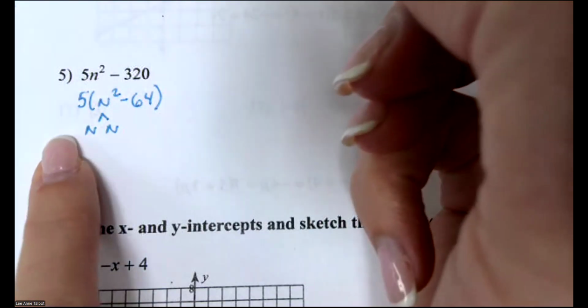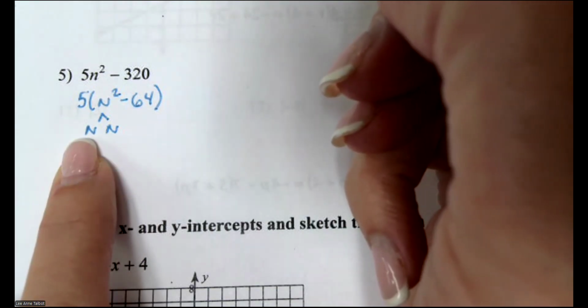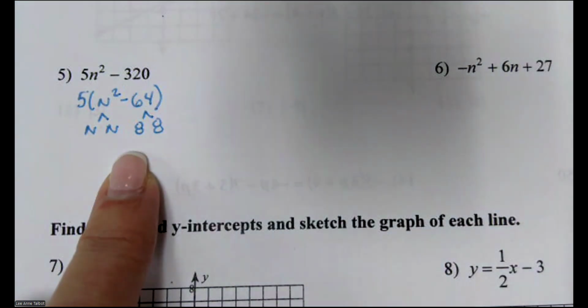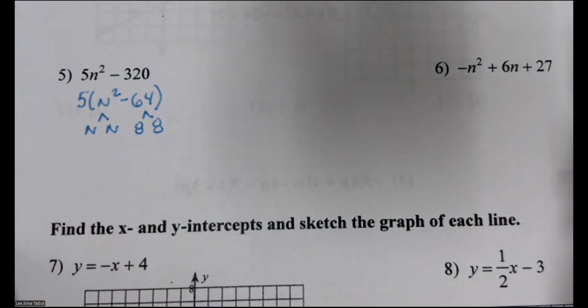Okay, so what I like to do is I like to take the square root of that in a little factor tree and make that n and n. And I like to take the square root of this in a little factor tree and make that 8 and 8.